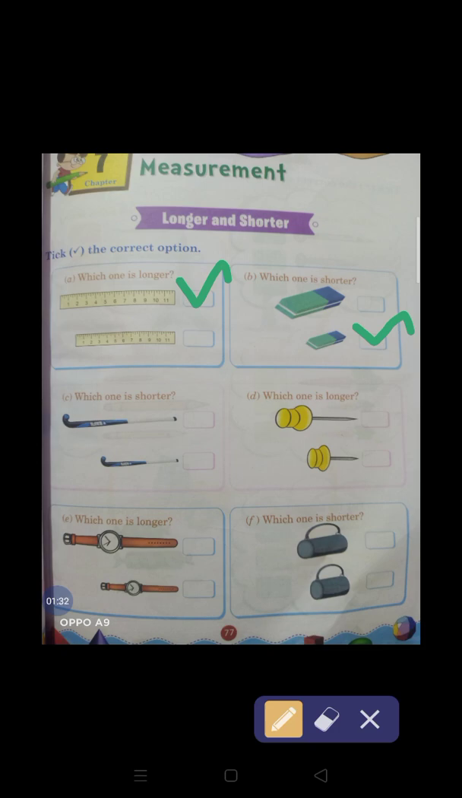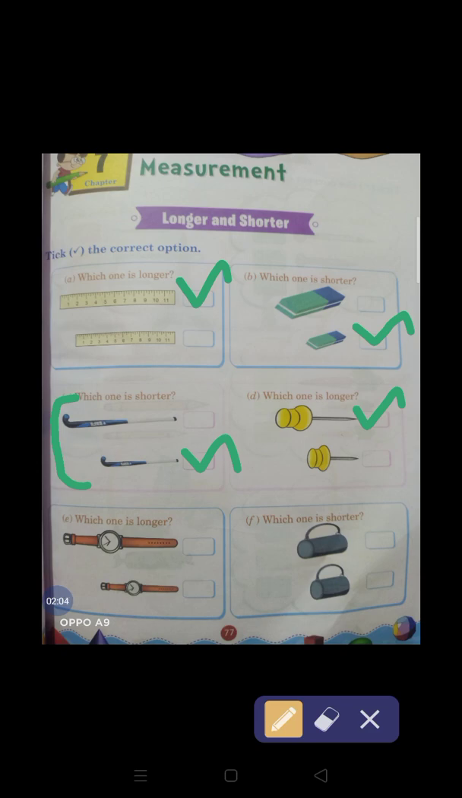Next come to C question. Which one is shorter? Compare these two pictures and say which one is shorter. Yes, the second picture is shorter. Next come to D question. Which one is longer? The first picture is longer.